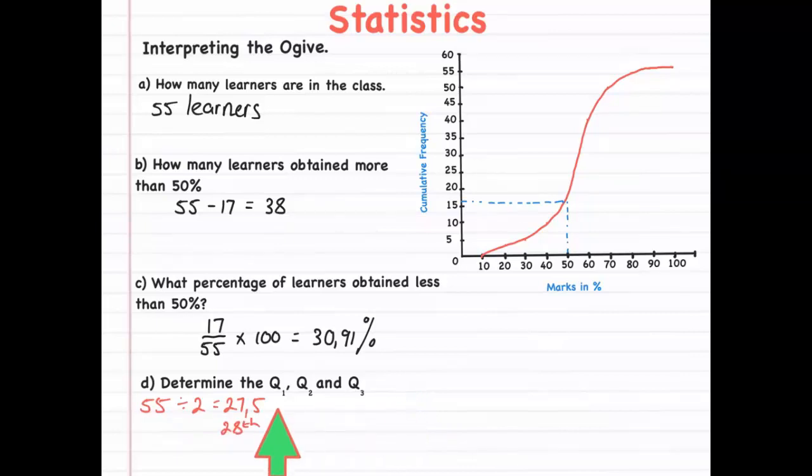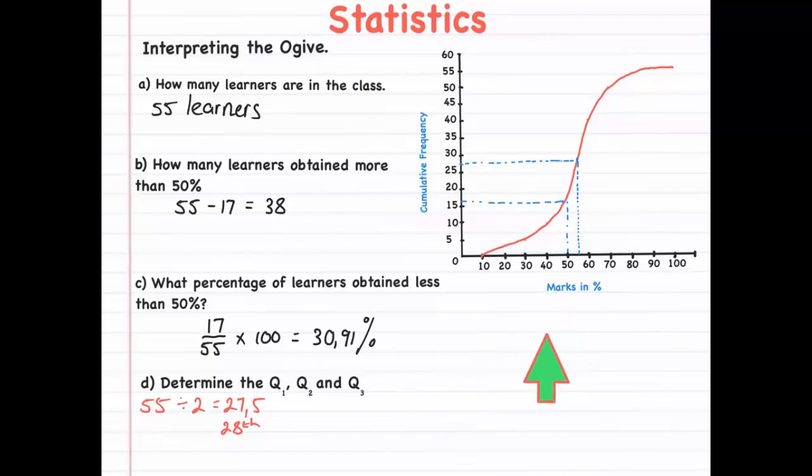And where do we find the 28th value? Are we going to find it at the percentages or how many learners there were? On the y-axis. So we go to 28, which is around there, and then we go and draw in the line, and I'll do this in my blue pen as well. So we go all the way to the right, and then we go from that point all the way down. I hope that is nice and straight.